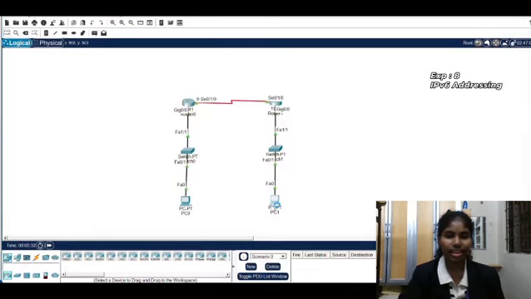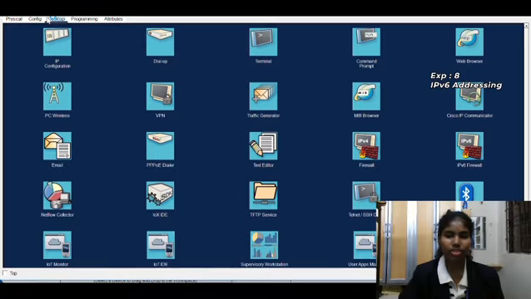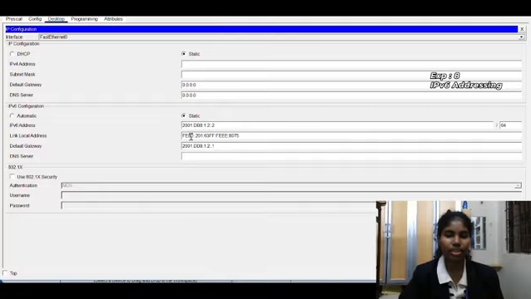Network setup. I created a network topology using two routers, two switches, and two PCs. I connected all the devices using appropriate cables.